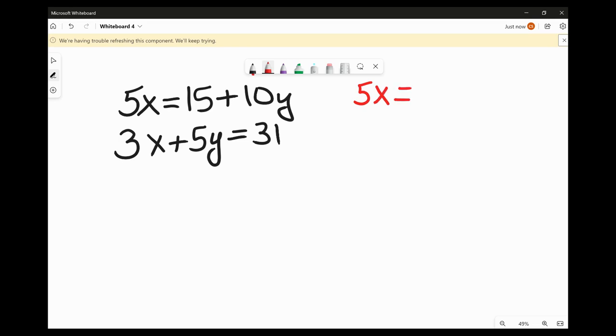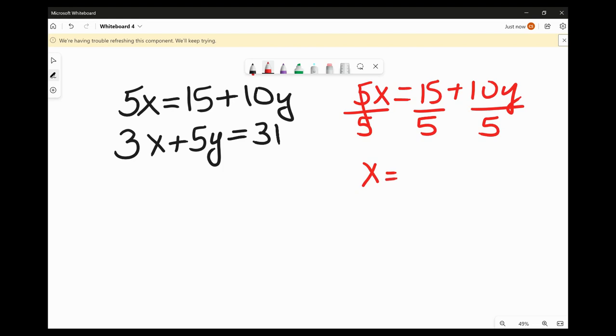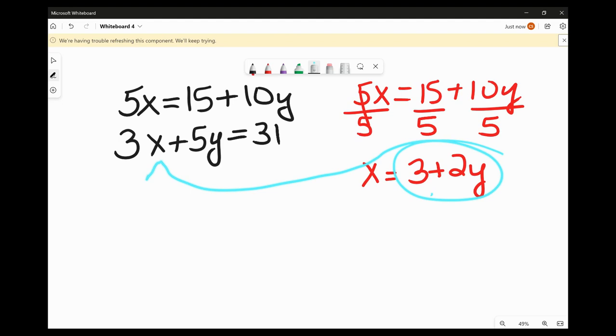So we have 5x equals 15 plus 10y. And in order to get this x alone, I have to divide by 5. I'm going to divide each item by 5. When I do that, I get x equals 3 plus 2y. Now I know what x equals: x equals 3 plus 2y. So I'm going to plug this 3 plus 2y in for that x.